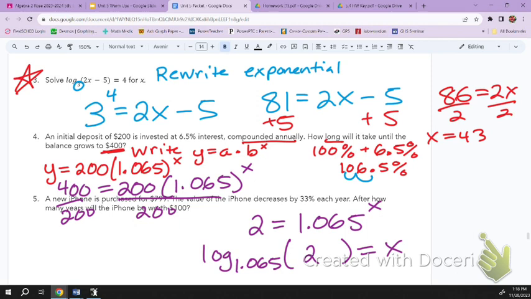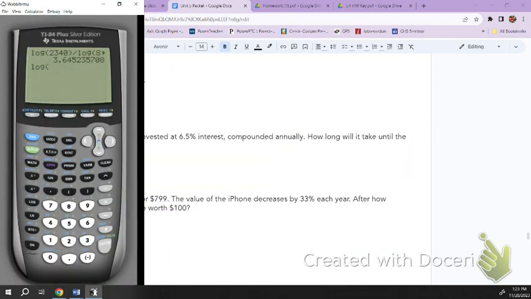So what do we type in our calculator? We type the log of what's inside divided by the log of the base. That's how you change your base. How many years will it take to get $400? 11. We're doing the log of 2 divided by, oh no, I forgot my parenthesis. Go press back.